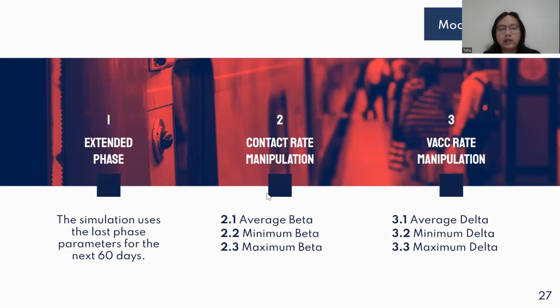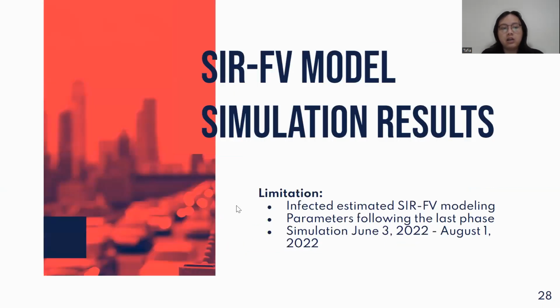For model simulation, it is divided into 3 major scenarios, namely simulation using the last phase parameter for the next 60 days, simulation based on several scenarios by manipulating contact rate, and simulation based on vaccination rate manipulation. A simulation of the spread of COVID-19 in the future will be made based on the following restrictions. The scenario development will use CRV modeling to estimate the infectant threat. The dispersion parameters used in the simulation will follow the dispersion parameters of the last phase or 72nd phase. The dataset used is limited to June 3rd, 2022, and simulations will be limited to August 1st, 2022.